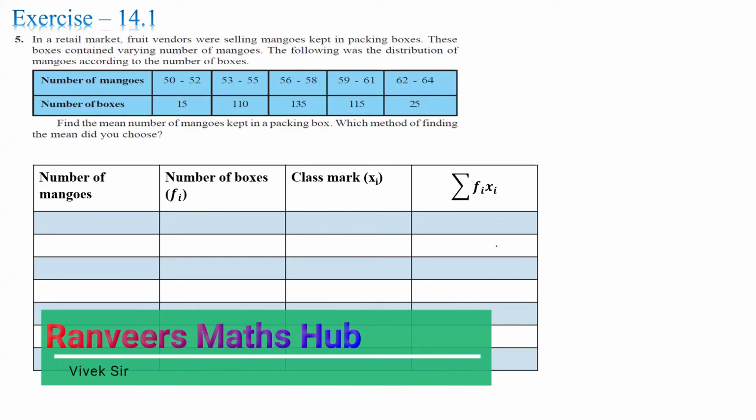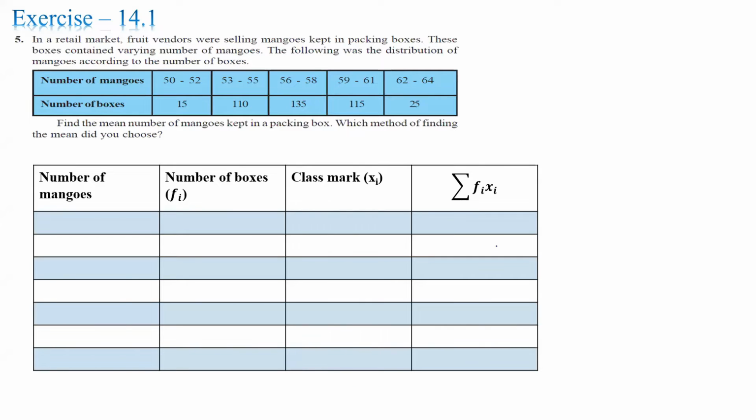Okay, we were doing exercise 14.1. We have completed the first four questions. Now we will move forward with the next question, that is the fifth question. So what is given in the fifth question?